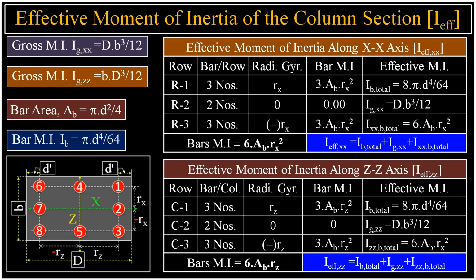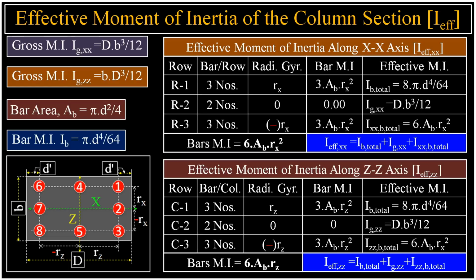Column C3, these 3 bars also contribute 3 times AB, times RZ, to the power 2. The total effective moment of inertia, IEFFZZ, is the sum of the total bar MI, IB total, and the gross concrete MI, IGZZ, plus the moment of inertia of the bars about their own axes, IZB total.